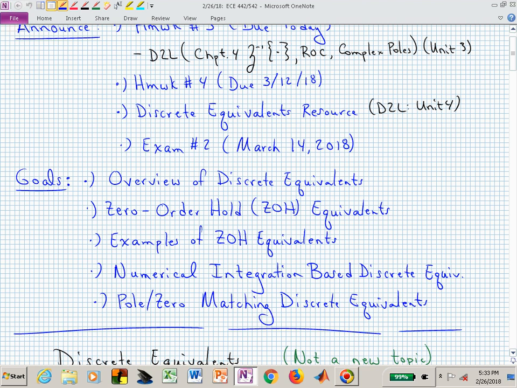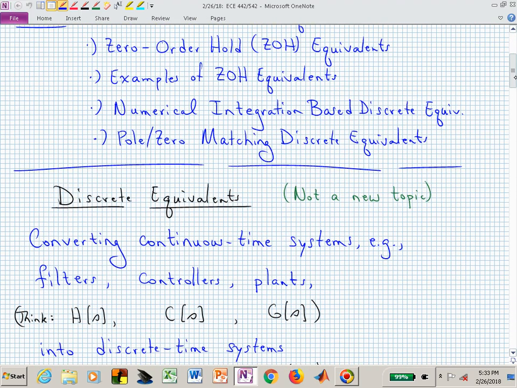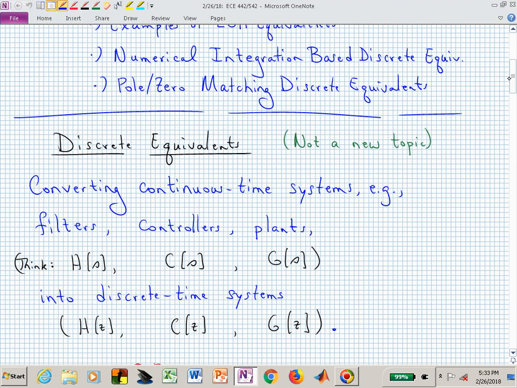After that, we'll go into the other strategy or scheme, which is numerical integration-based discrete equivalents and pole zero matching discrete equivalents. So there's a lot of different ways for performing discrete equivalents, and they each have their own reason for maybe using those particular discrete equivalents.